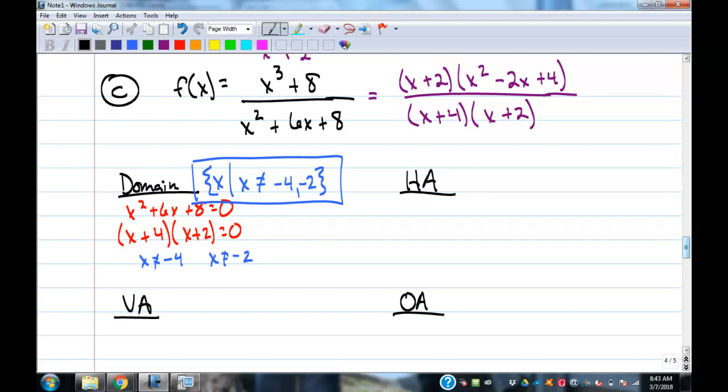Now, what simplifies? The x plus 2's cancel each other out, right? What's our only vertical asymptote? x equals negative 4. What's the degree of the numerator?